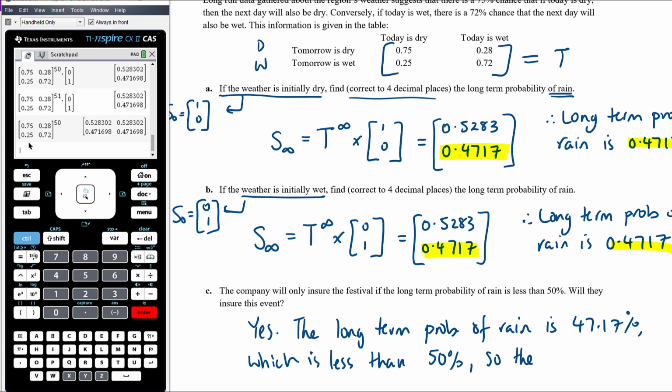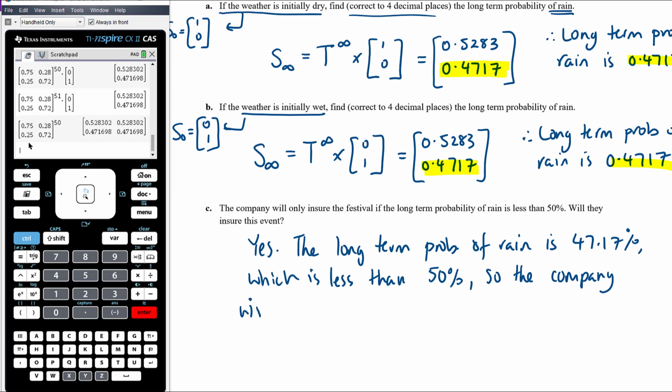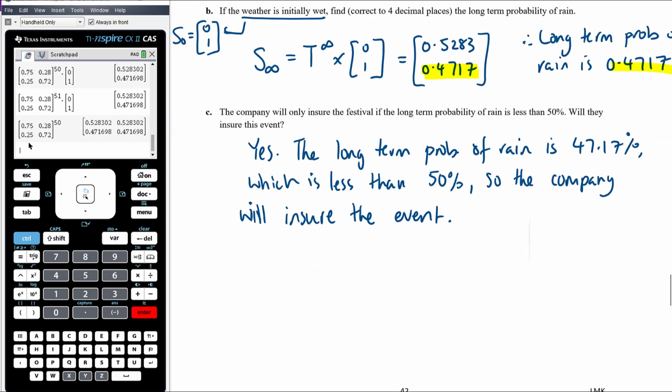So the company will insure the event. For them, the risk of rain is low enough for them to insure it if it's a less than 50% chance of rain. Obviously, they've worked out what those margins are, what those risk levels are, but that's their decision.